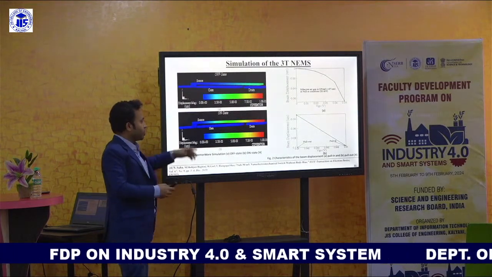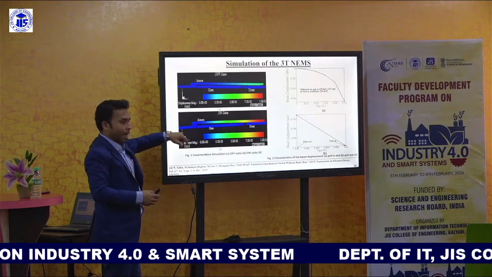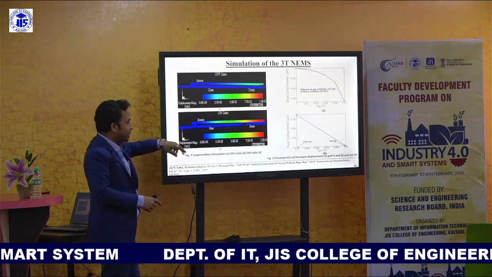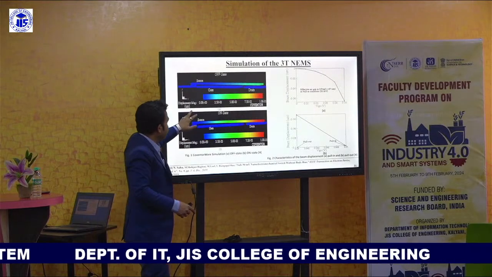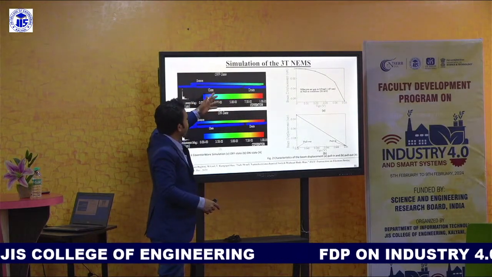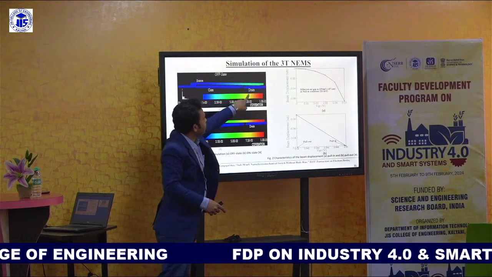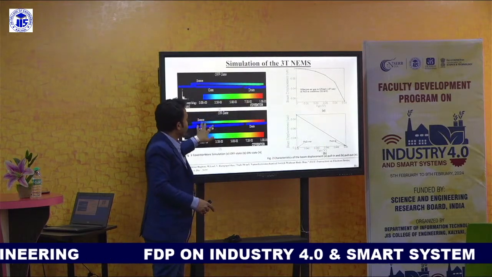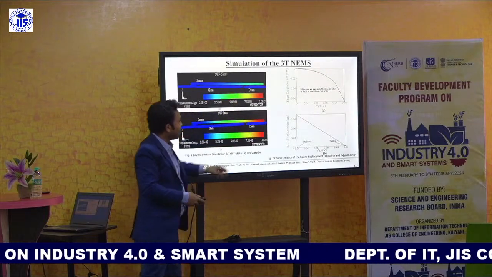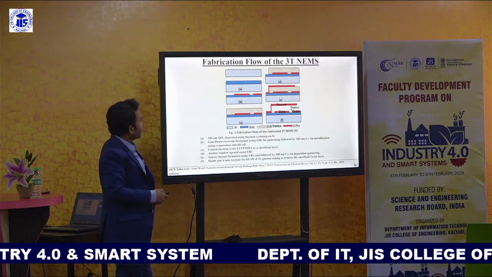Suppose you open your tap, then only the water will flow, right? So controlling that tap is basically the gate terminal. If you apply some gate voltage beyond threshold, then only the source and drain will touch. Otherwise, they will not. So this is the on state and off state. So that is the fabrication flow.